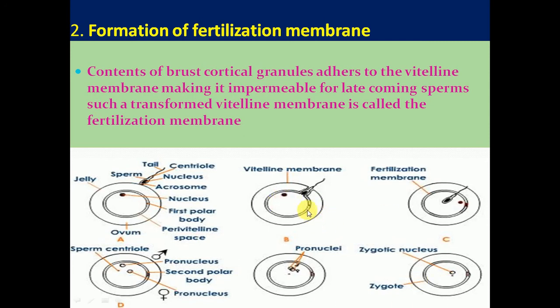Here we can see this is first the vitelline membrane. Once the sperm enters inside, what happens? This vitelline membrane is converted into the fertilization membrane, and once the fertilization membrane is formed, it is not possible for another sperm to penetrate the ovum.